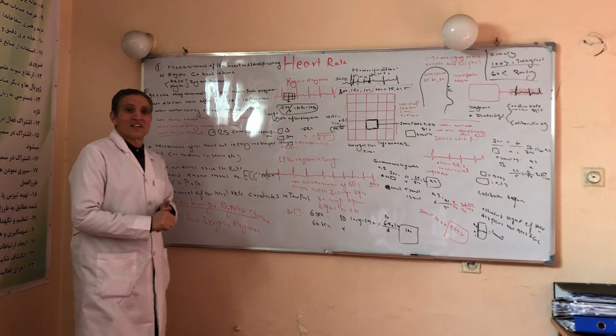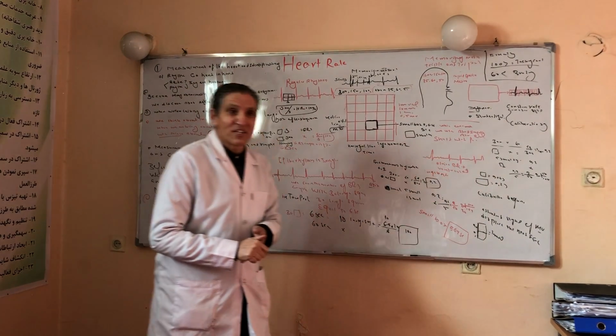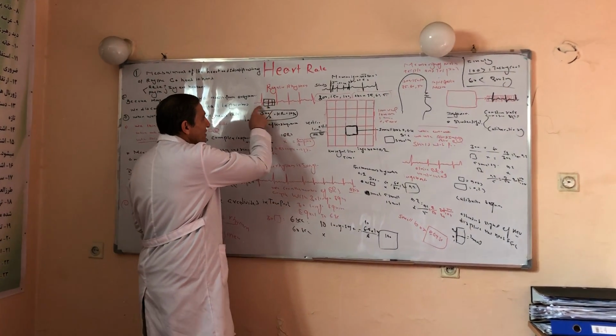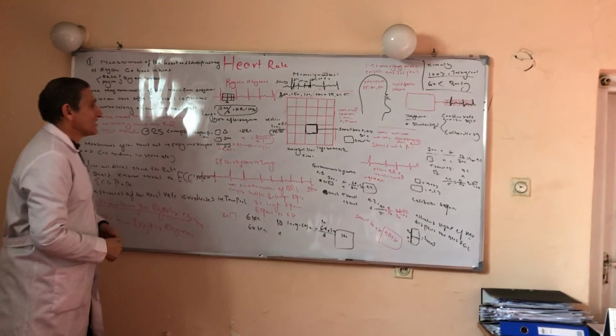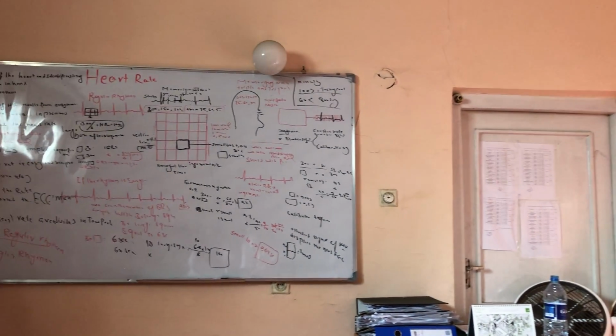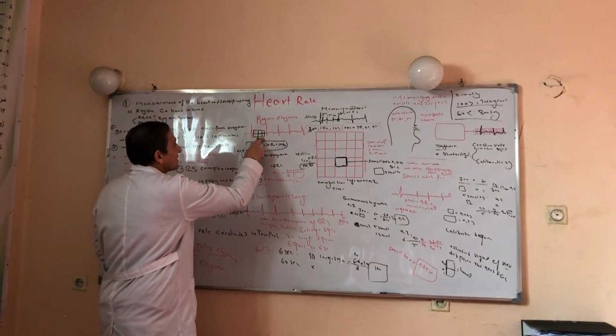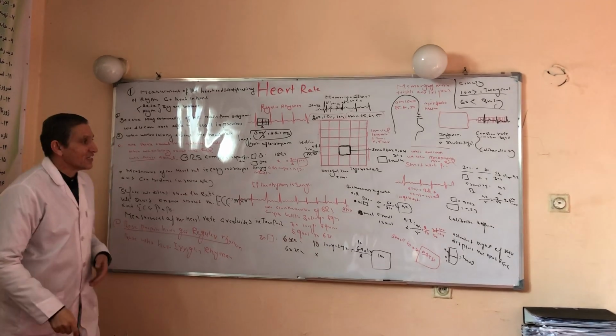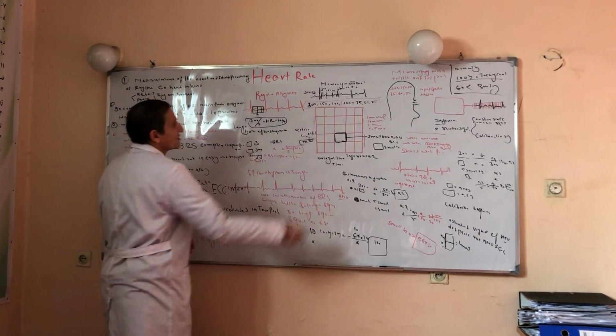If the heart rate is regular, we can easily get information about the rate of the heart. For example, suppose this is a normal ECG, and between these 2 normal complexes we have 3 large squares. If the rhythm is regular, we divide 300 by the number of large squares, or 300 should be divided by the number of QRS complexes located between 2 R waves. For example, this is 1 QRS complex, 2, 3. 300 should be divided by 3. It will immediately give us the heart rate.